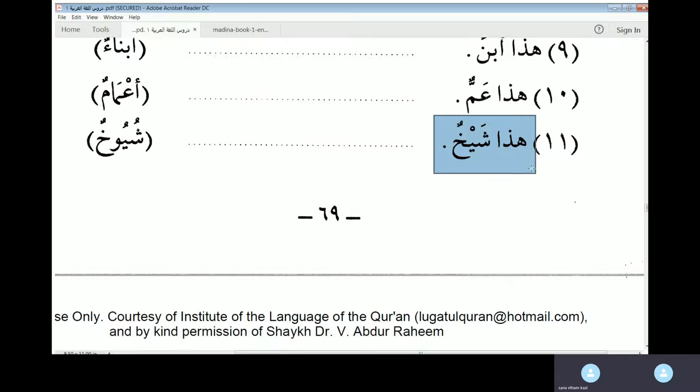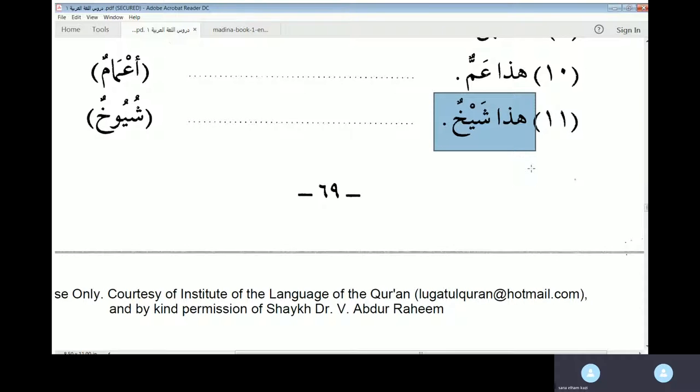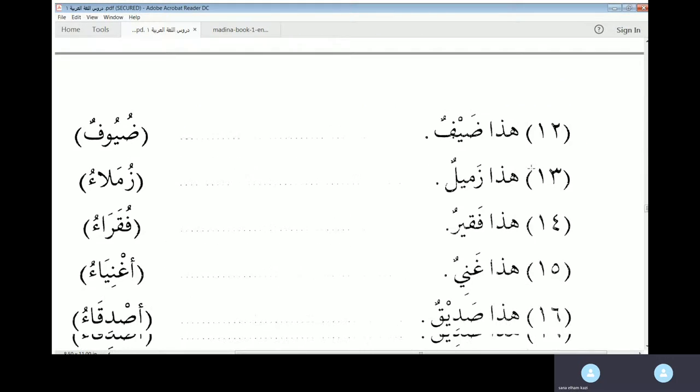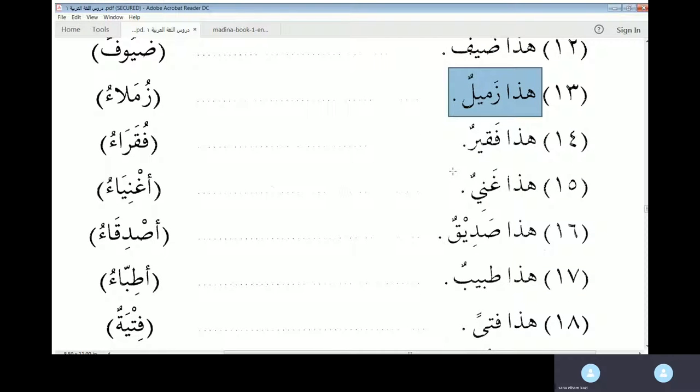Haza shaykhun, this is a scholar. Ha'ulai shuyukhun, these are scholars. Haza dayfun, this is a guest. Ha'ulai duyufun, these are guests. Haza zamilun, this is a classmate. Ha'ulai zumala'u, these are classmates. Actually there is no word for my in this sentence, so just say this is a classmate, these are classmates.